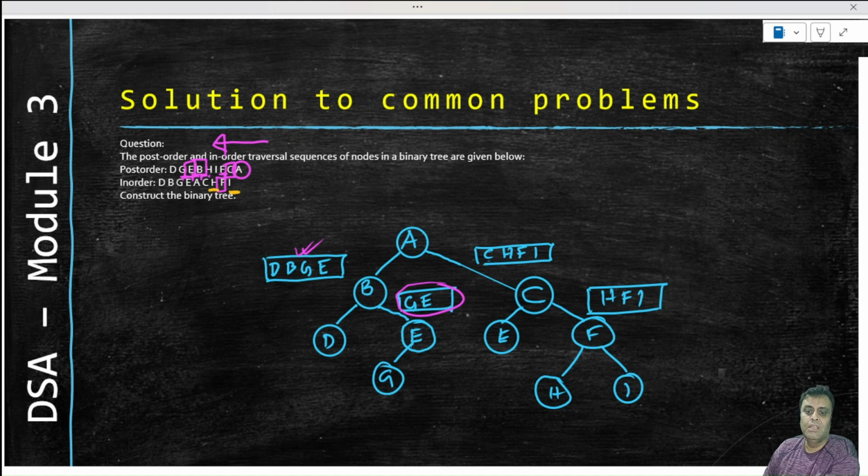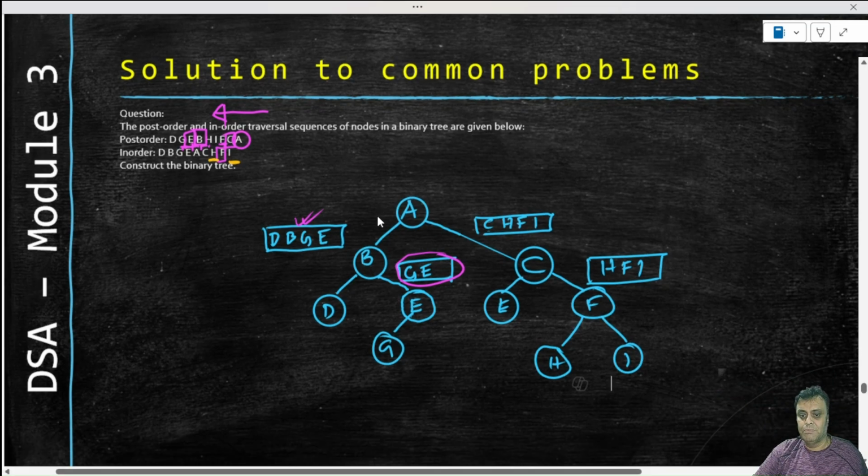So very simple. Post order means search for the root, and then for subsequent things search for the alphabet from right to left first time it occurs, and inorder means take help for the left and right subtree construction. So that's on this particular problem.